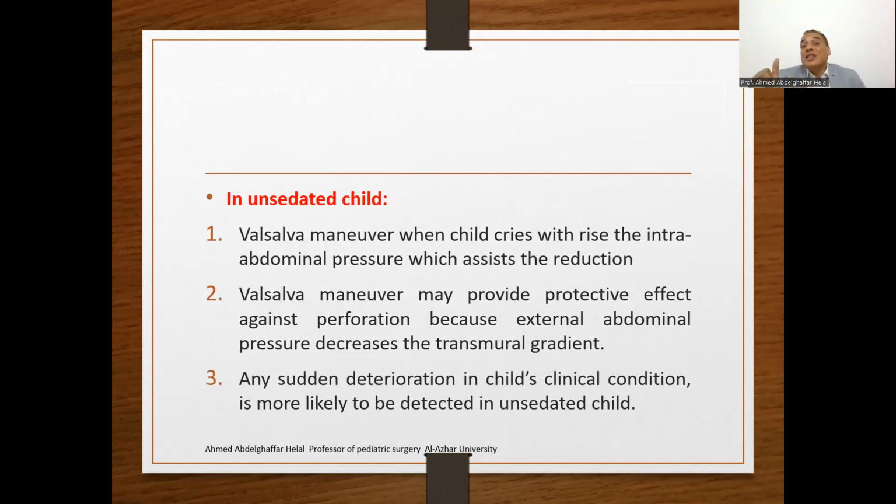Number 1, in an unsedated child, the Valsalva maneuver, when the child cries, will raise the intra-abdominal pressure, and this may help the reduction. Number 2, the Valsalva maneuver may provide a protective effect against perforation because the external abdominal pressure decreases the transmural gradient. So there is a balance between the intraluminal pressure and the Valsalva pressure when the child cries. Also, any sudden deterioration in the child's clinical condition is more likely to be detected in an unsedated child.